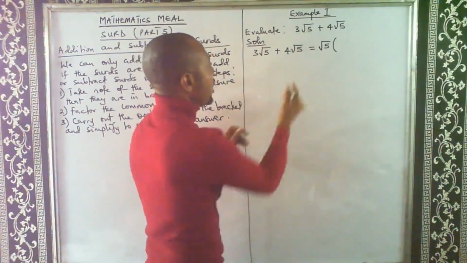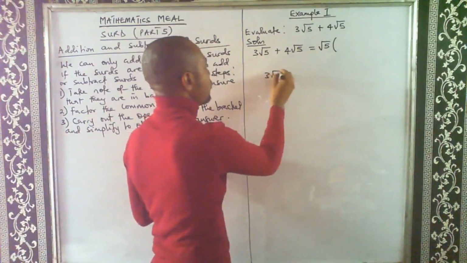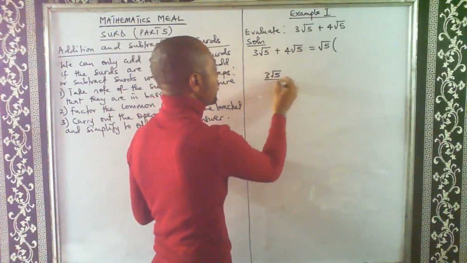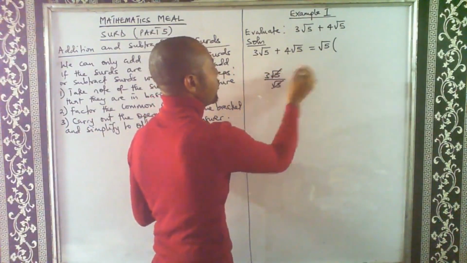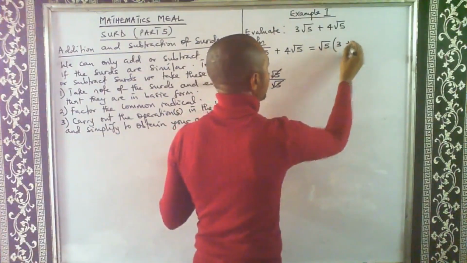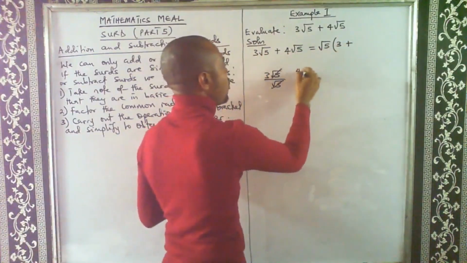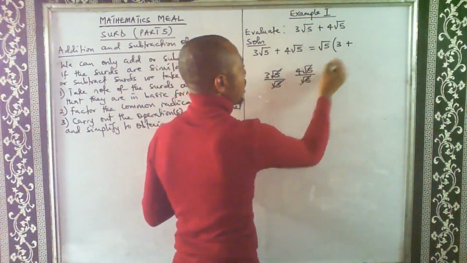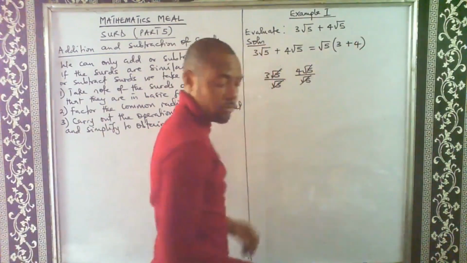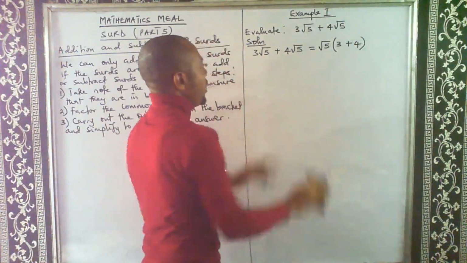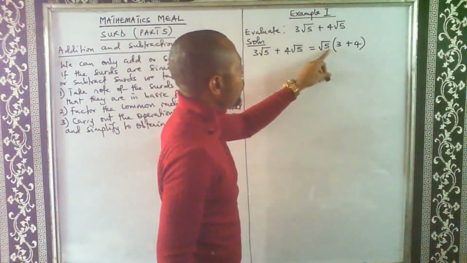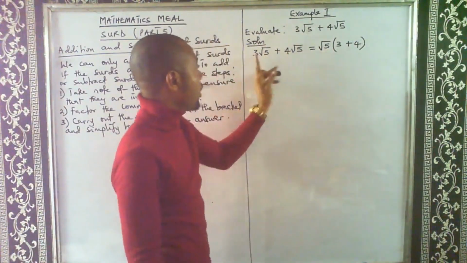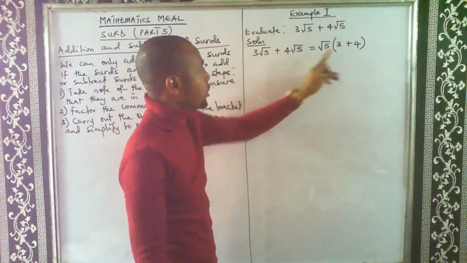So when root 5 divides 3 root 5, what is common here is root 5. If it divides root 5, I will be left with 3 plus, and when it divides 4 root 5, I will be left with 4. So we factor root 5, and you'll be left with 3 plus 4.